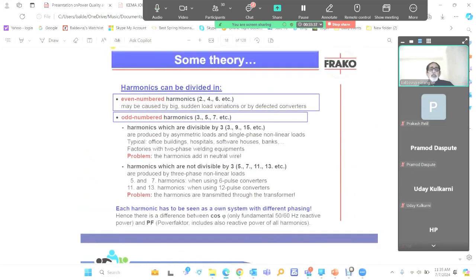So harmonics could be even numbered or odd numbered. Evens are not a problem because they cancel themselves in the first half and second half. Odd numbered ones are mainly very crucial: third, fifth, and seventh. Out of these, third is again very critical because it is generated by single phase loads. Whenever we have a large proportion of single phase loads, like in IT industries or hospitals, multiplexes, and all commercial buildings, there the third harmonic is generated.